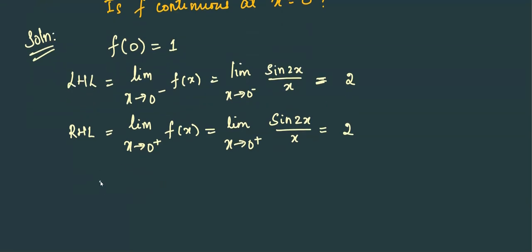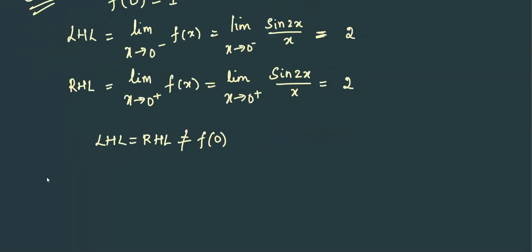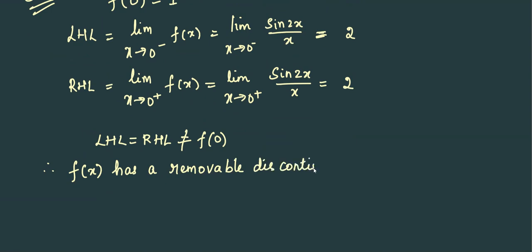So we get left hand limit is equal to the right hand limit, but it is not equal to the function value at 0. Therefore, f of x has what kind of discontinuity? f of x has a removable discontinuity at x equal to 0.